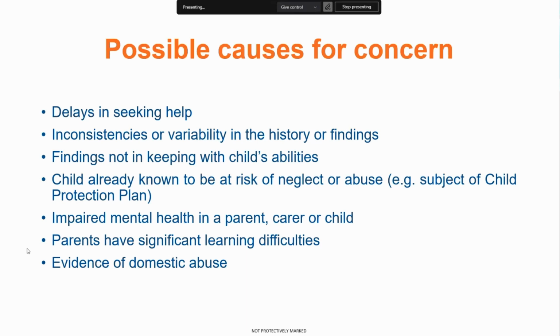If a child's already known to be at risk of neglect or abuse, or for example, they're subject to a child protection plan, then obviously we'd have to be investigating that carefully as well. Again, other risk factors would be impaired mental health in the parent or the child themselves, if the parents have significant learning difficulties, or if there's evidence of domestic abuse. All of those do not mean that this is a safeguarding issue, but mean that we just need to be alert and careful to exclude that.